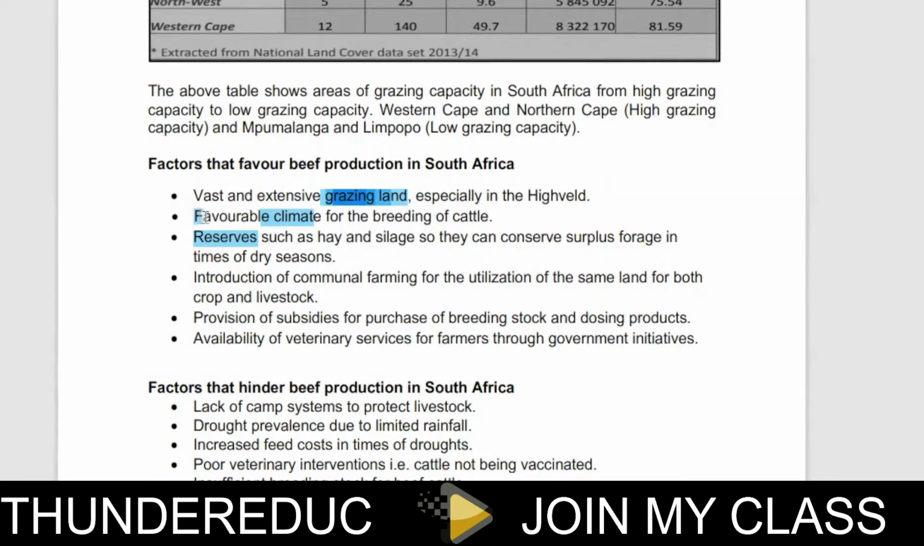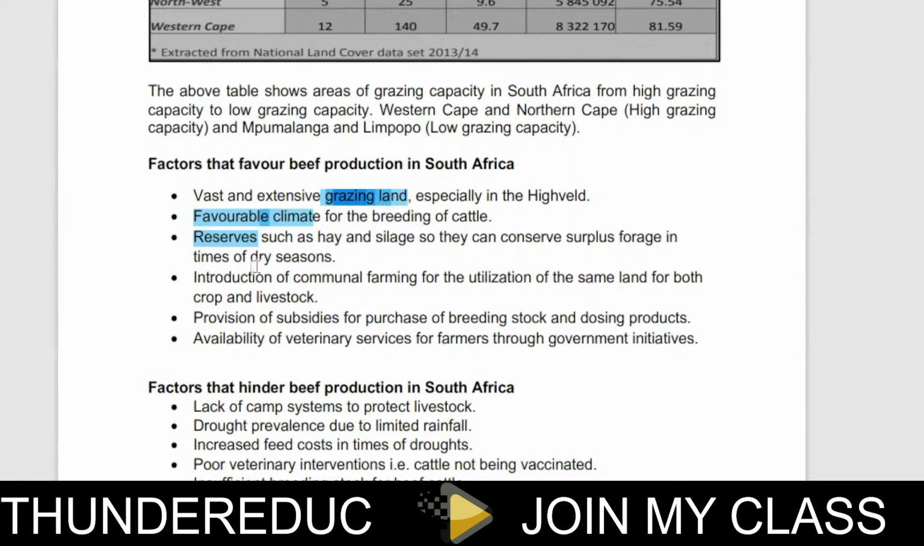Then we'll talk about the favorable climatic condition for the breeding of cattle. In other words, they can easily be bred using this climate, which is not so cold, it's not so warm, it's just mild, favoring the breeding of animals. Now they can easily multiply, and the more they become, that means the more beef we shall produce, which is a factor favoring.